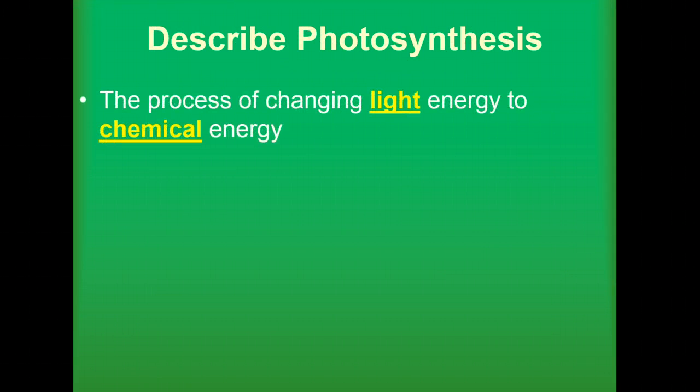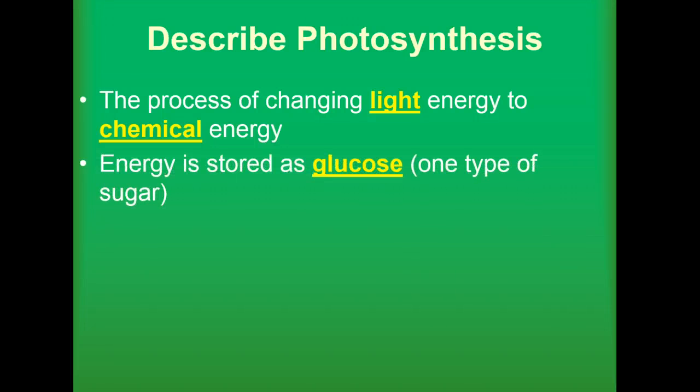Okay, so describing photosynthesis: the process of changing light energy into chemical energy. It's all about energy. Energy can take multiple forms. It just has to be in a useful form. You can think of it as having electricity generated from moving water. There is energy in moving water, but I can't go stick my hand in a flowing river and get electrocuted. It's a different type of energy. I have to change it into useful energy. Energy is stored as glucose. Glucose is one type of sugar. You will also hear it talked about how glucose is a very simple sugar, and it really is.